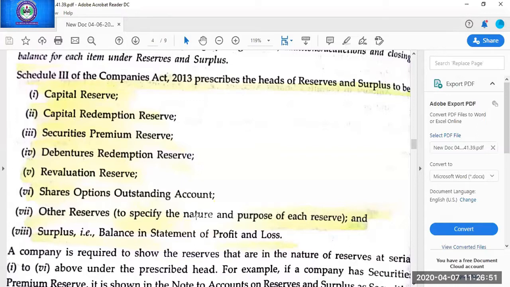Other reserves. In other reserves, all those reserves will come which are not mentioned here, like general reserve, workmen compensation reserve, investment fluctuation reserve, taxation reserve, subsidy reserve. And in the last we have to write surplus. It means the profit left in the statement of profit and loss after transferring amounts to all these reserves.